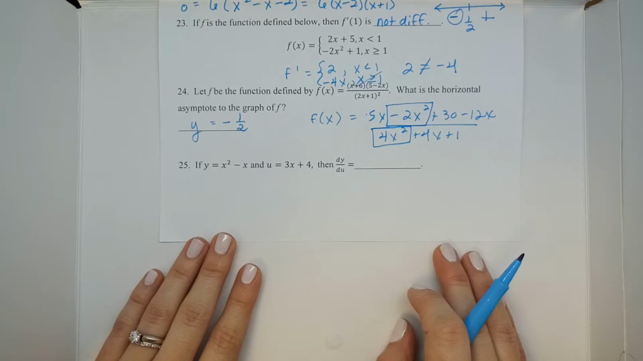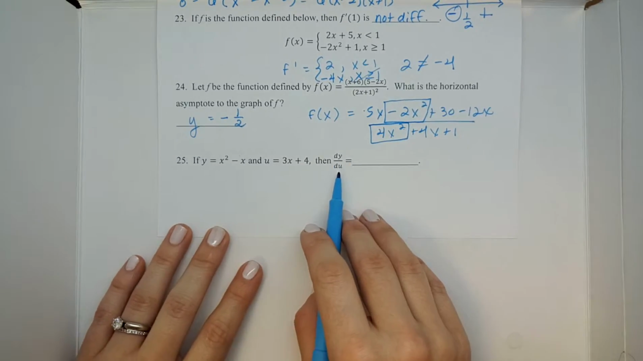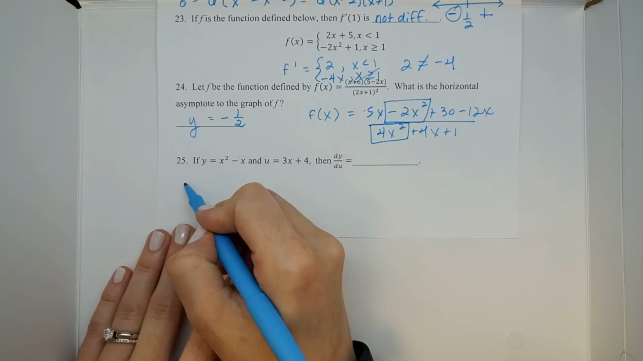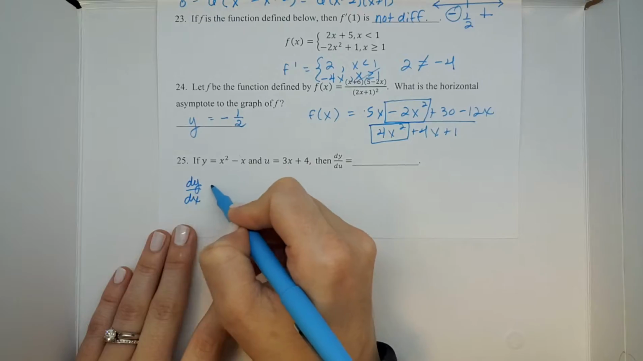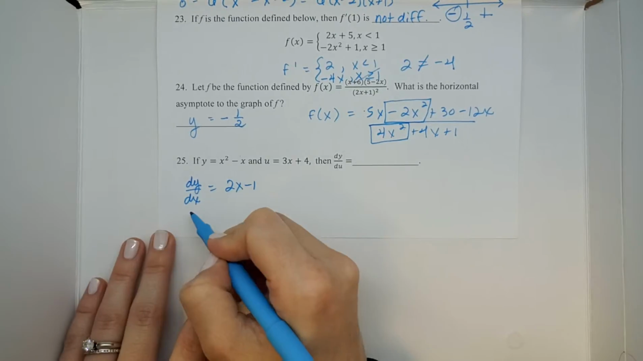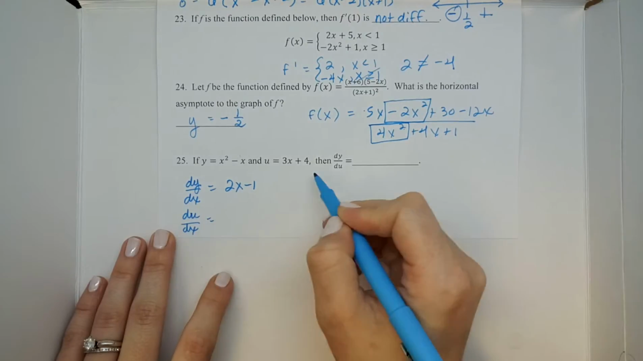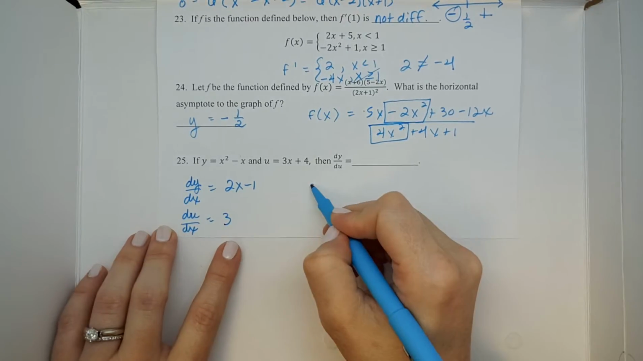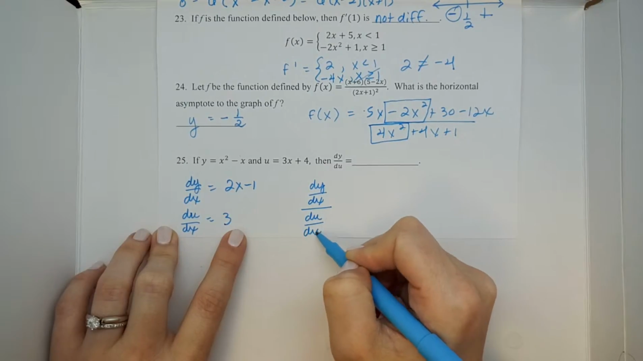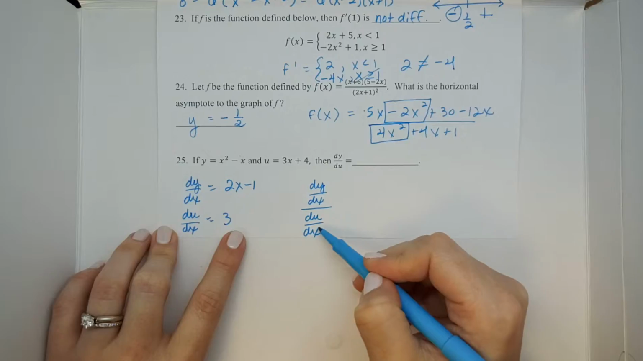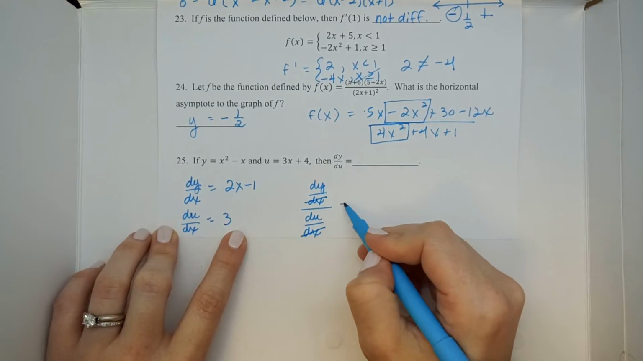Okay, on 25, we're given y and u, and we want to know dy du. Okay, so what I would do here is I would take y and I would find dy dx. So that'd be 2x minus 1. I would find du dx. That's going to be 3. And if you put dy dx over du dx, what you'll see is that the dx's cancel, right? If I were to multiply by the reciprocal here, the dx's would cancel out. So we have dy du.